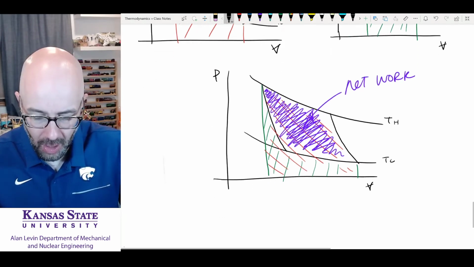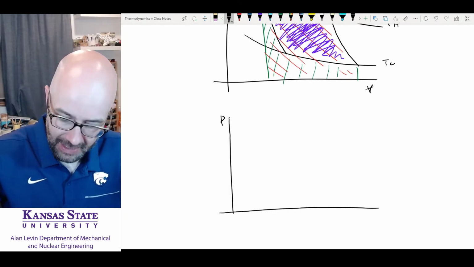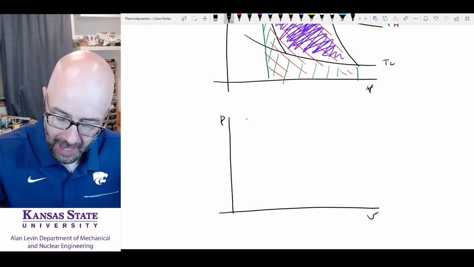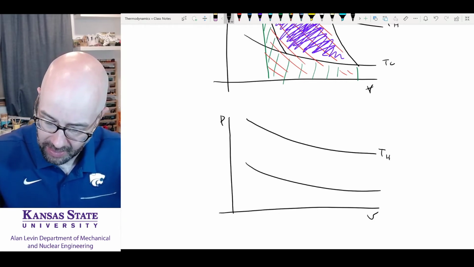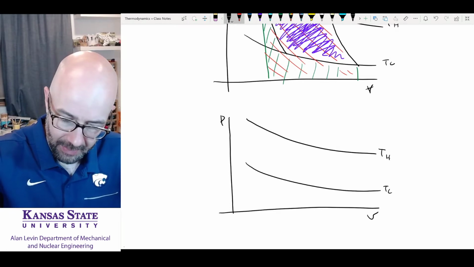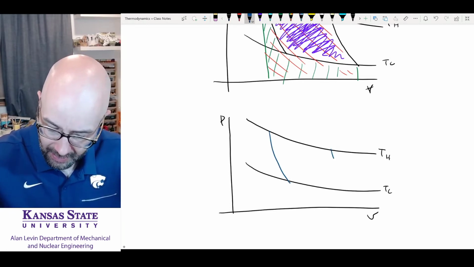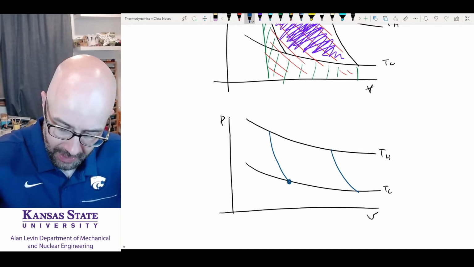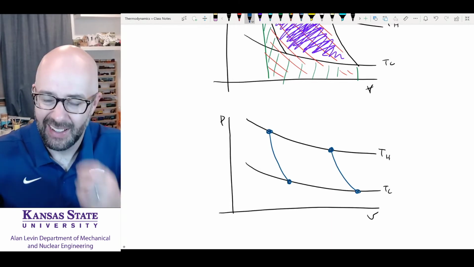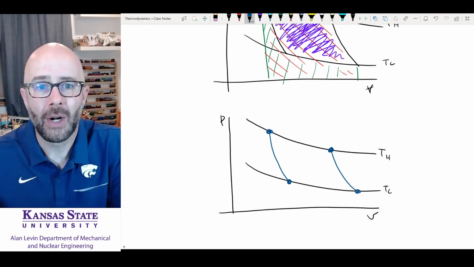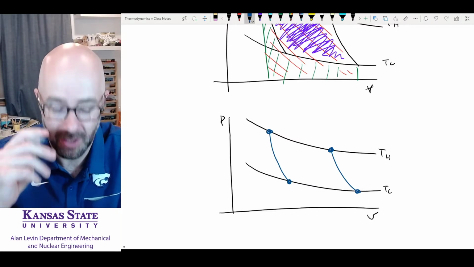Okay? I'm going to draw this diagram again. PV. What I often like to do when I draw my diagrams is draw these lines here to make sure I've gotten my points, and I've made sure there's some area under that curve of those isothermal curves, or sorry, adiabatic curves.